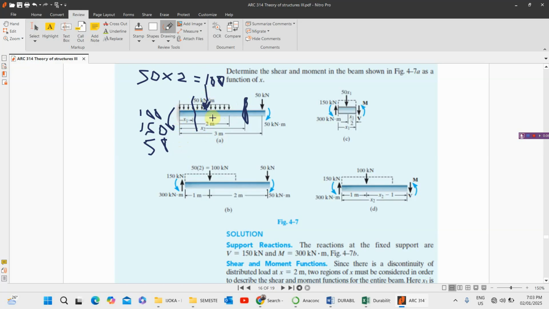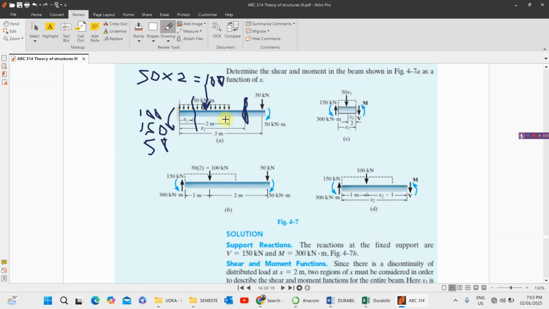This one is 100, and what will I have again? This 100, this 150, this 50 here. For the shear force it is just straightforward: we have 50 times 2, which is 100, as I've calculated here. We have 50 here. 100 plus 50, 150. So we have 150 at this point here.